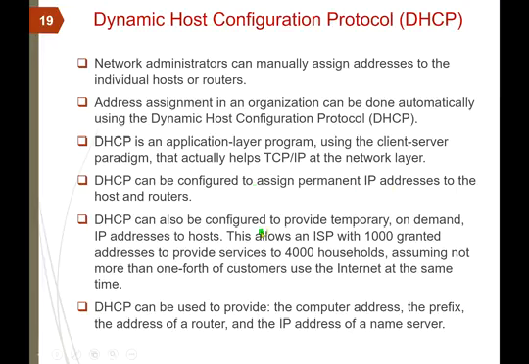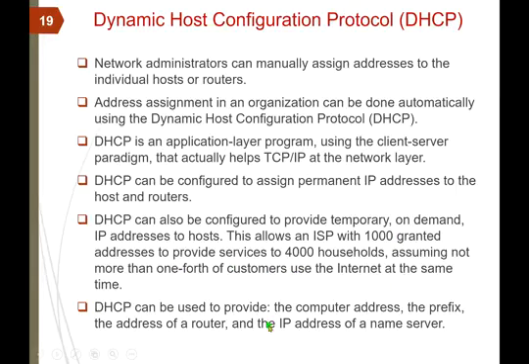DHCP can also be configured to provide temporary on-demand IP addresses to hosts. This allows an ISP with, for example, 1,000 granted addresses to provide services to 4,000 households, because not all of the 4,000 are connected to the internet at the same time, assuming 1/4 of customers use the internet at the same time.